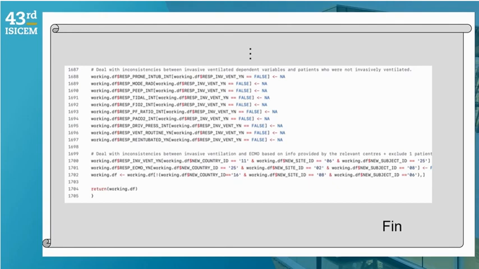All the decisions that the team made are coded in this curation pipeline. You take the original data and you pass it through the pipeline. You never fiddle with the original data.